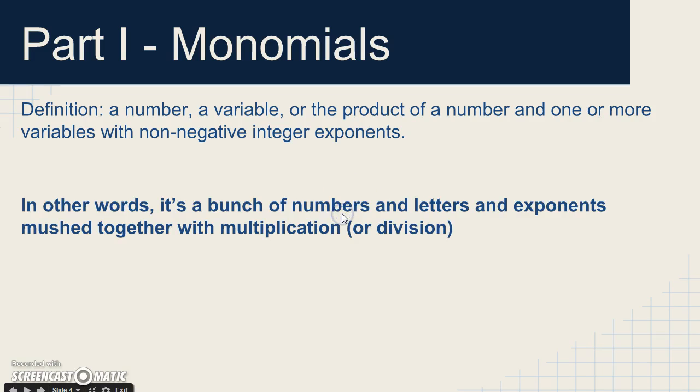And what's more important is, in other words, it's a bunch of numbers and letters and exponents mushed together with multiplication (or division). And I put division in parentheses because, remember, I'm always saying multiplication is the same thing as division and vice versa. So you just remember a bunch of numbers and letters and exponents mushed together. You should be okay on what a monomial is.